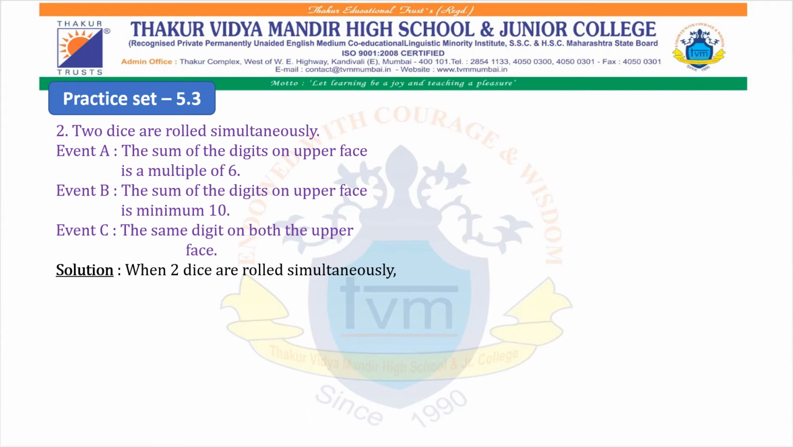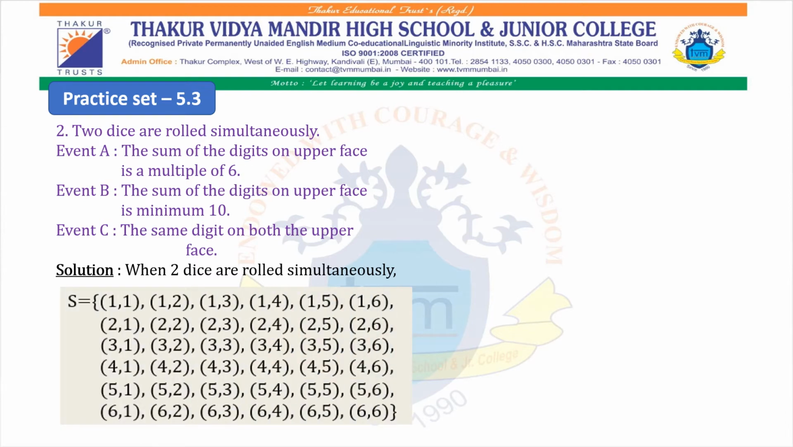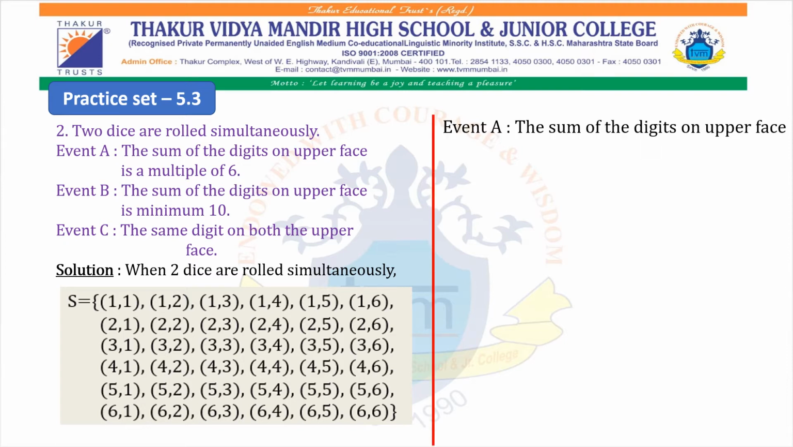Solution: when two dice are rolled simultaneously, S = {(1,1), (1,2), (1,3), (1,4), (1,5), (1,6), (2,1), (2,2), (2,3), (2,4), (2,5), (2,6), (3,1), (3,2), (3,3), (3,4), (3,5), (3,6), (4,1), (4,2), (4,3), (4,4), (4,5), (4,6), (5,1), (5,2), (5,3), (5,4), (5,5), (5,6), (6,1), (6,2), (6,3), (6,4), (6,5), (6,6)}. Therefore, n(S) = 36.